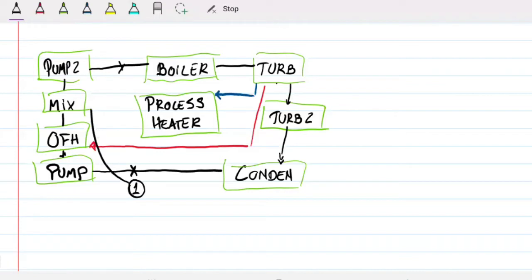So that's the open feed water heater. That didn't change with respect to the previous one. That's the red line here. Now, the process heater, that's the new thing. The process heater, the idea is the following.